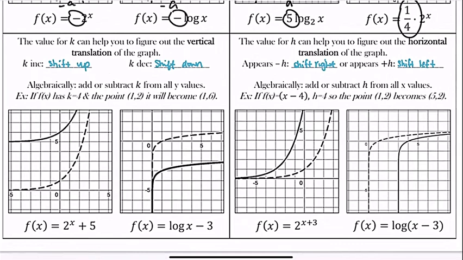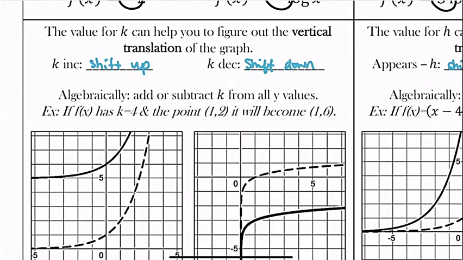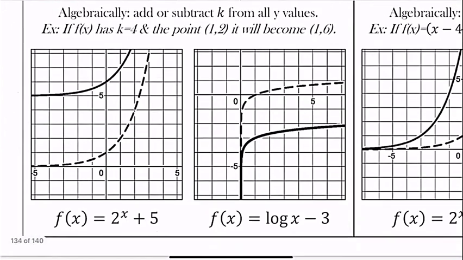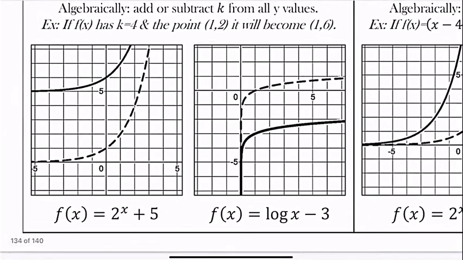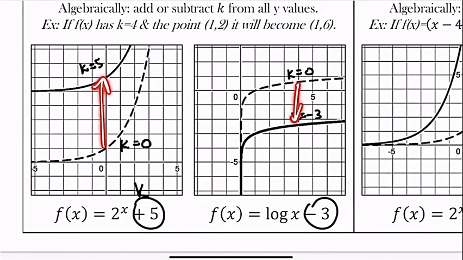This one says the value of K can help you figure out the vertical translation of the graph. As K increases, we shift up, and as K decreases, we shift down. Here is the picture. These would have a K value of 0. And then here for this one, our K is 5. And for this one, our K is -3. And you can see pretty easily here, it increased this way or decreased this way.